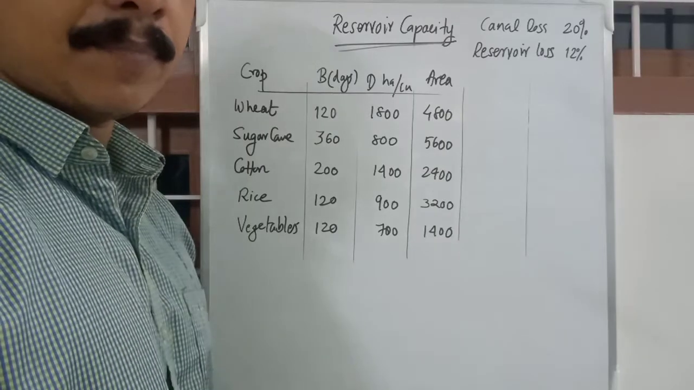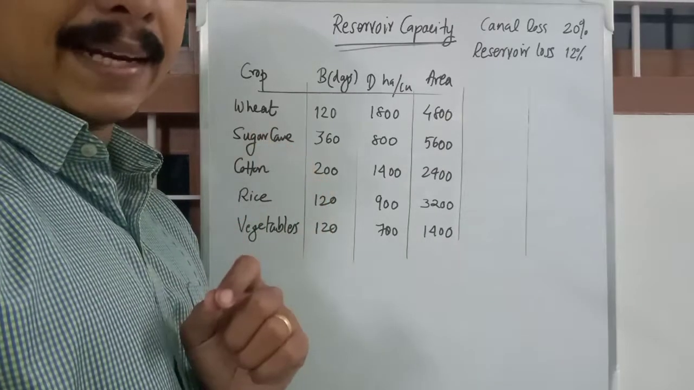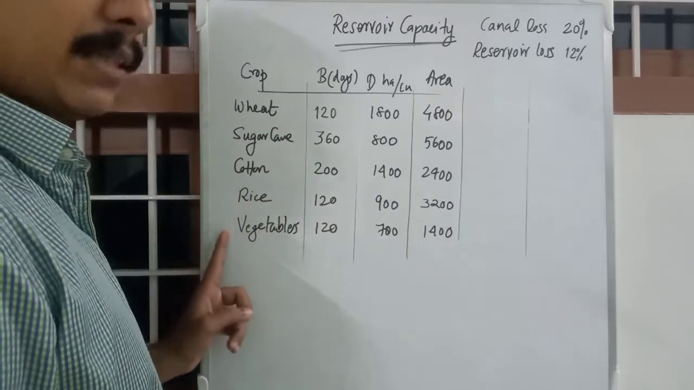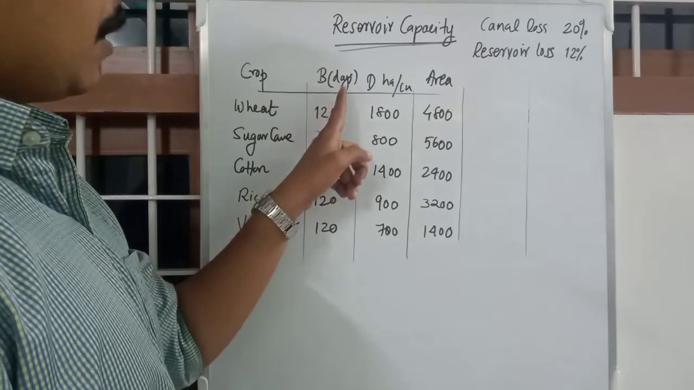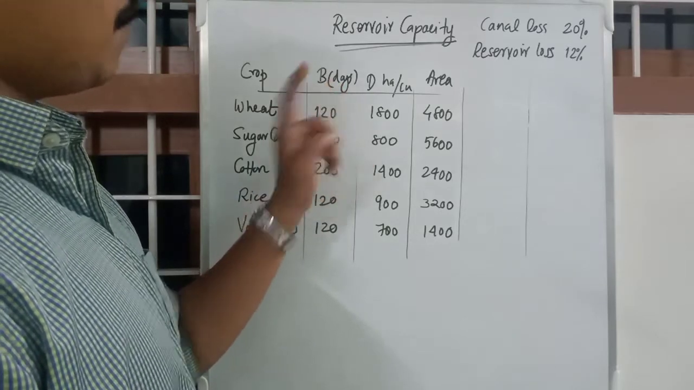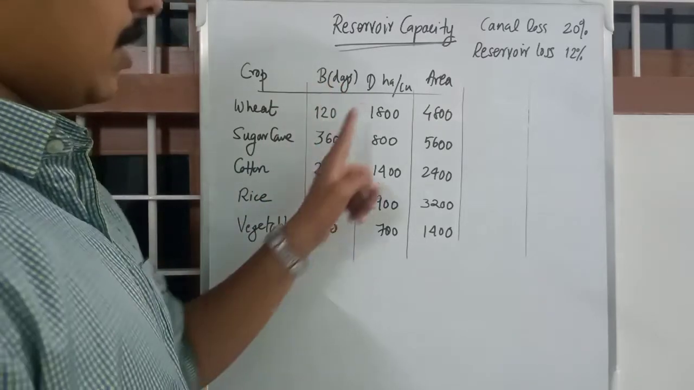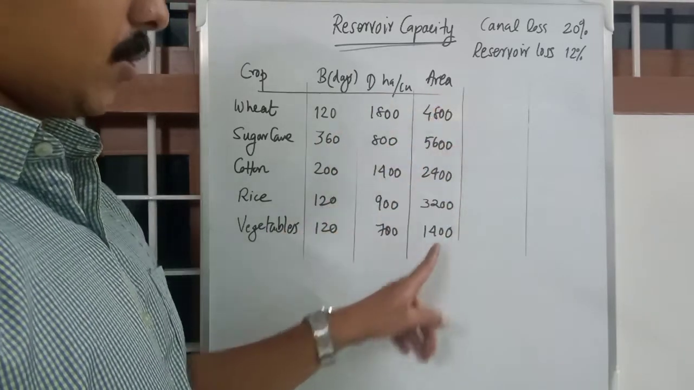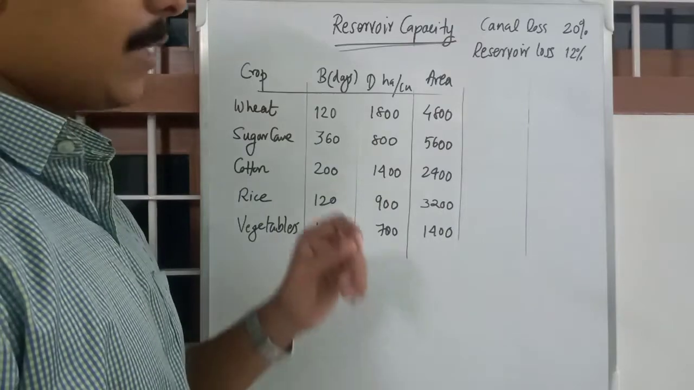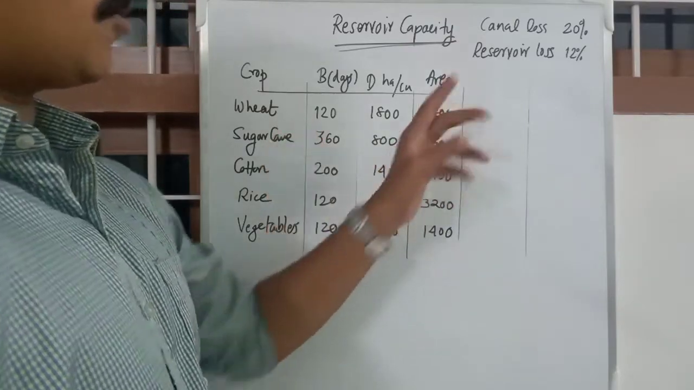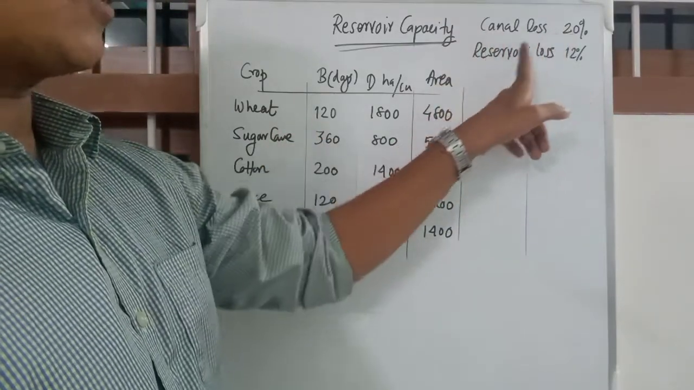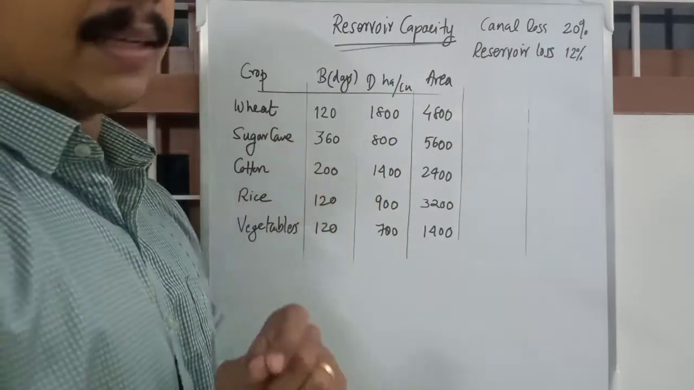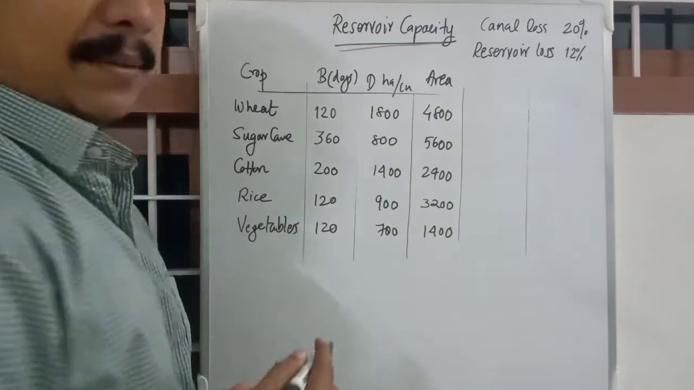So next question, you are given three sets of data on five crops: wheat, sugarcane, cotton, rice, and vegetables. The three sets of data are base period in days, duty in hectare per cumec, and area in hectares. You are given two more values: canal loss as 20% and reservoir loss as 12%. You are asked to find out the reservoir capacity.